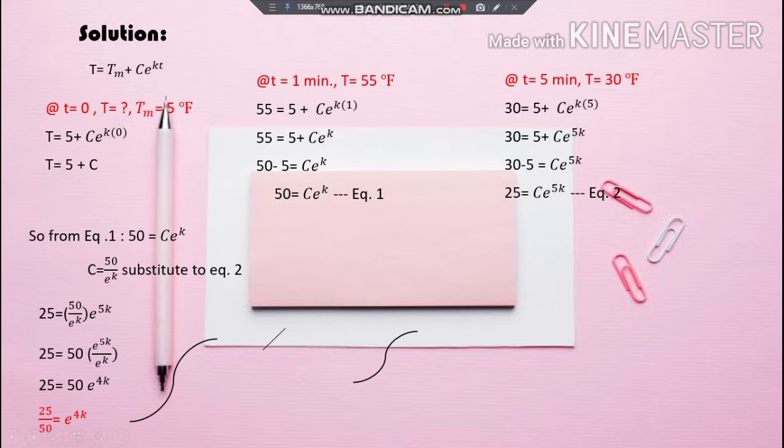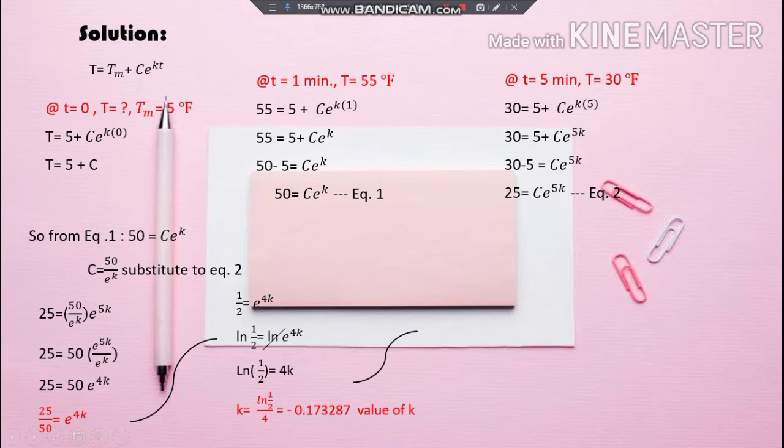So let's divide both sides by 50. So this is the result: 25 over 50 is equal to e raised to 4k. So 25 over 50, this is 1/2, is equal to e raised to 4k. So ln 1/2 is equal to ln e raised to 4k. So this is cancelled, and the remaining one is ln of 1/2 is equal to 4k.